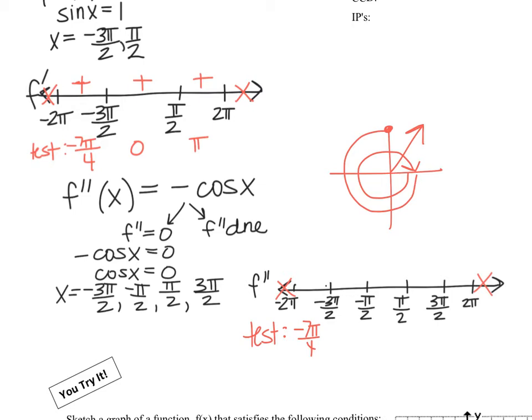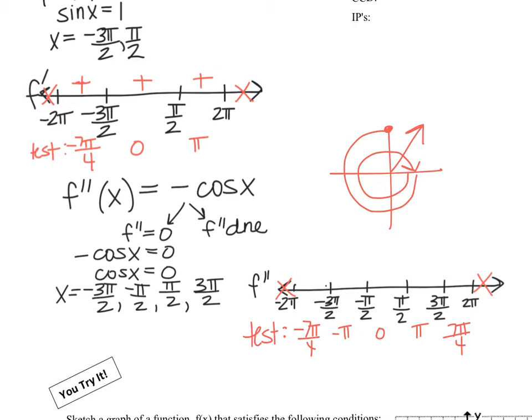Then we need a value between negative 3 pi halves and negative pi halves. So I'm going to choose negative pi. Something between negative pi halves and pi halves, a good one might be 0. Then I'll choose pi, and again, positive 7 pi fourths.